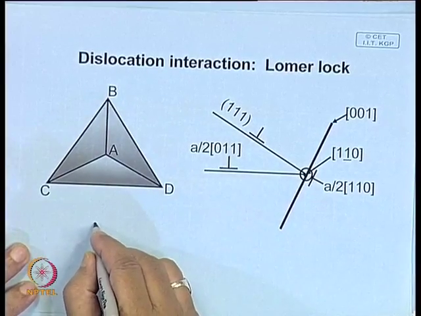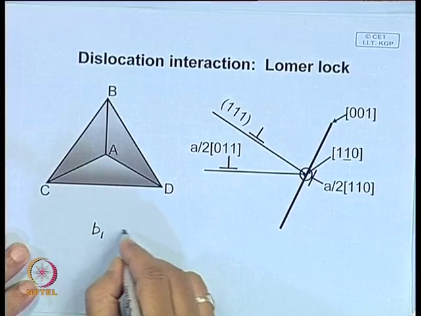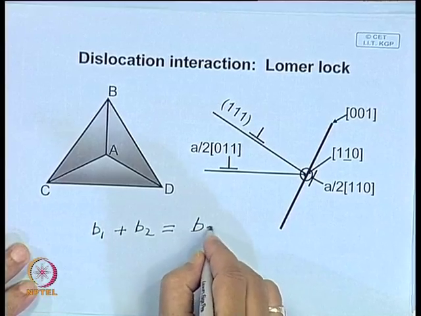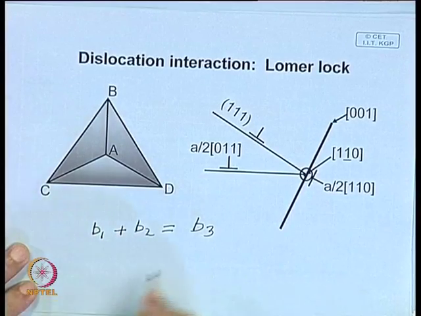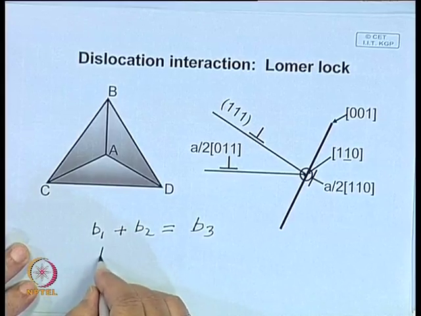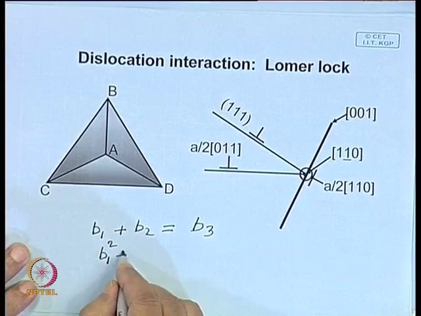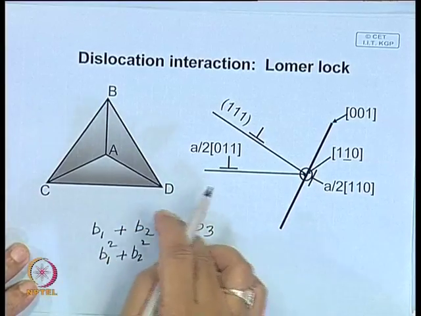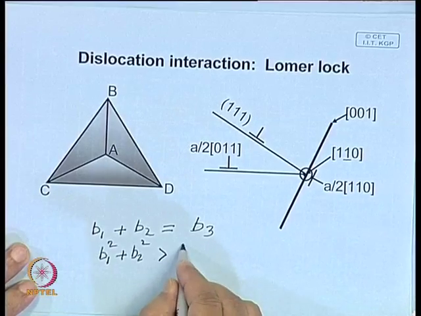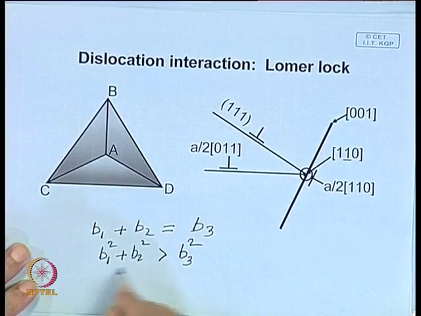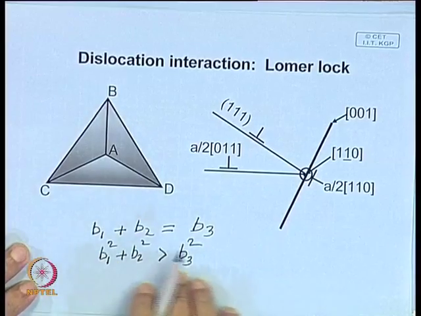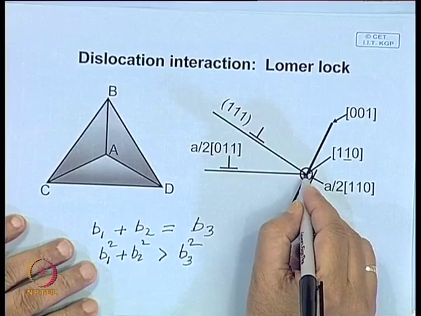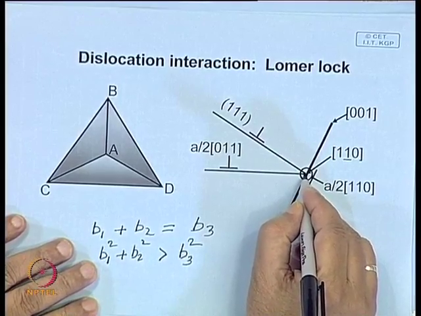So, that means two dislocations, say if b1 and b2 meet, they will vectorially add up and produce another dislocation with a Burgers vector b3, and this will be energetically favorable if we check b1 squared plus b2 squared, which represents the energy of the reacting dislocations, the two dislocations. If this is greater than b3 squared, the product dislocation, then this is energetically favorable, this reaction will take place. And when this dislocation reaction takes place, this dislocation will lie along the line of intersection.